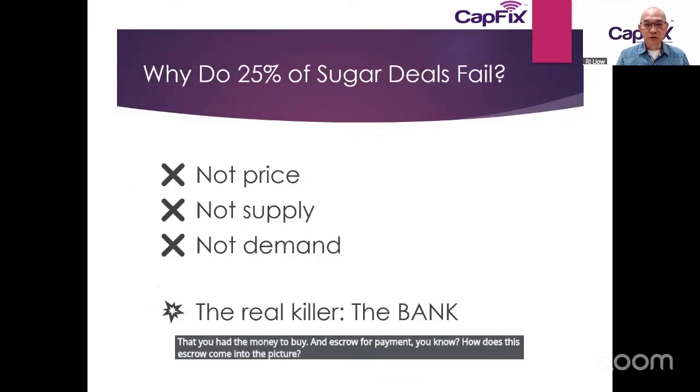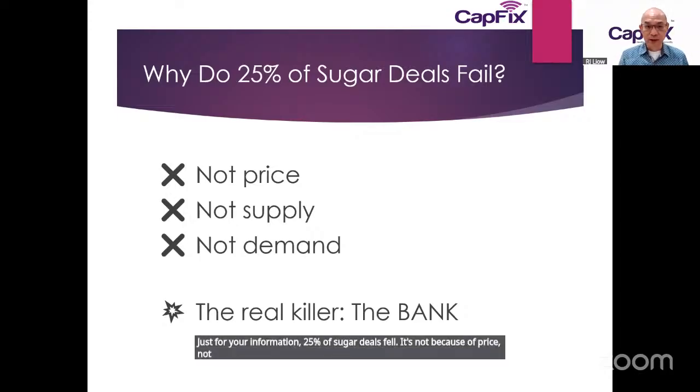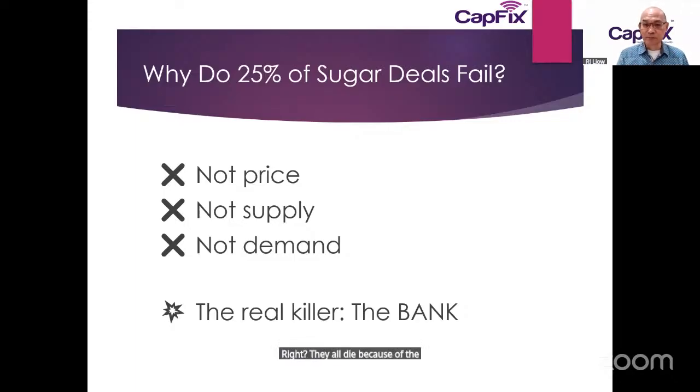Okay, just for your information, 25% of sugar deals fail. It's not because of price, not supply and demand. It's because of the bank, right? They all die because of the bank, because banks are very stringent. So for some of the business, the order can't even take off because of the decline by the bank.